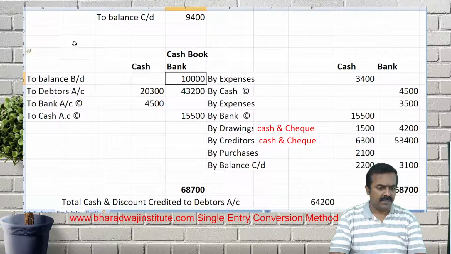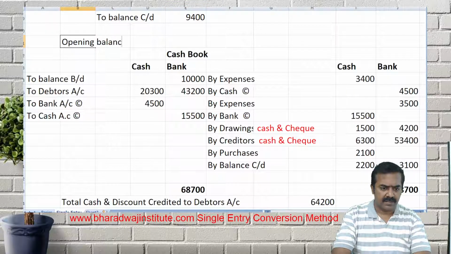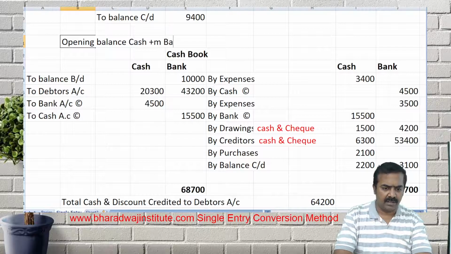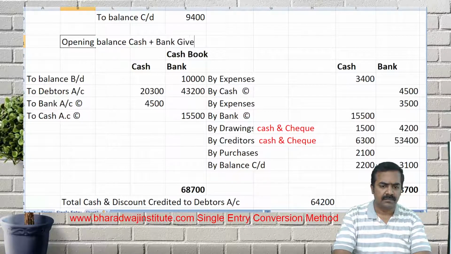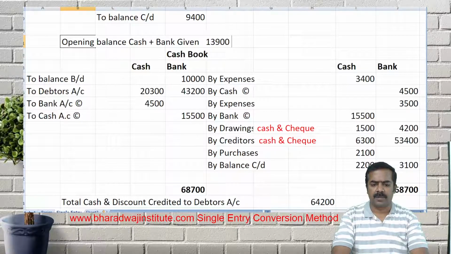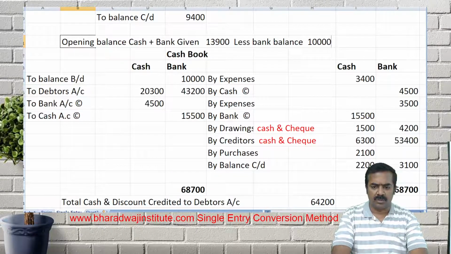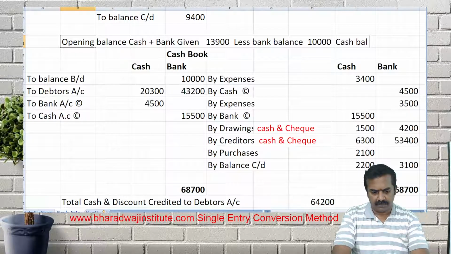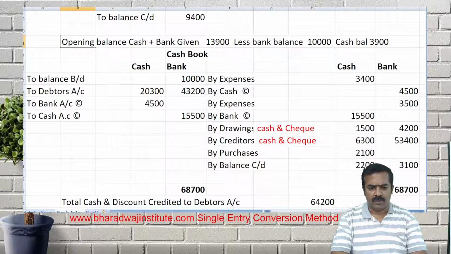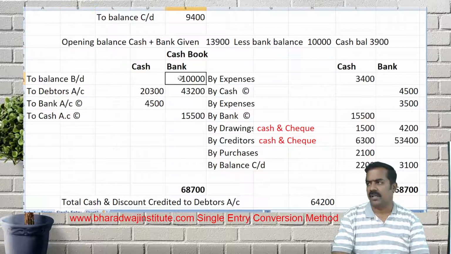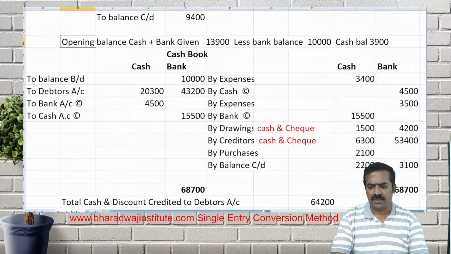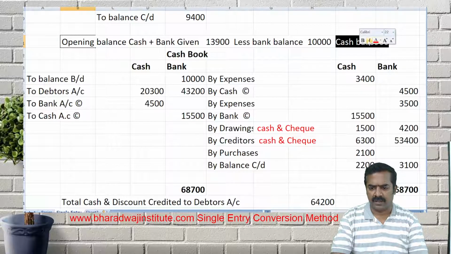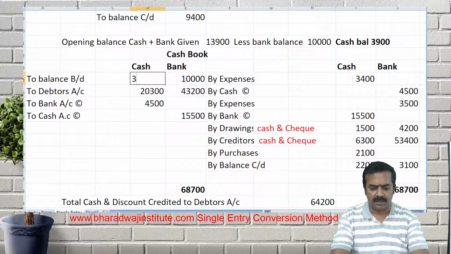What is the opening balance given? Opening balance, cash plus bank. How much total have they given? 13,900 given in the problem. In this, what is the bank balance? We worked out now, 10,000. Bank balance 10,000 we worked out now. Balance is cash balance, 3,900. Once again, opening cash and bank totally given is 13,900. We worked out this 10,000 as a balancing figure. As a balance, you get what? Cash balance how much? 3,900. So opening cash balance 3,900.